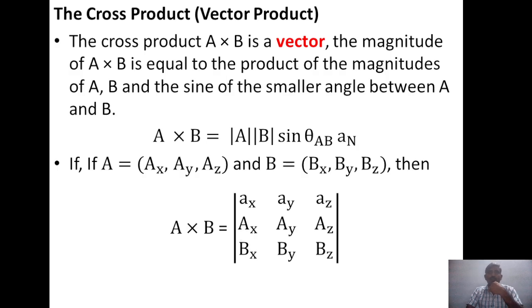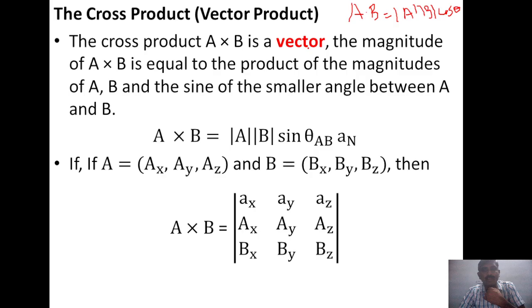Next we will move on to cross product or vector product. Symbolically it will be written as A cross B. Previously the scalar product was written as A dot B. Now we write A cross B. For the scalar product A dot B, the formula is modulus of A, modulus of B into cos theta. Am I right? Cos theta.